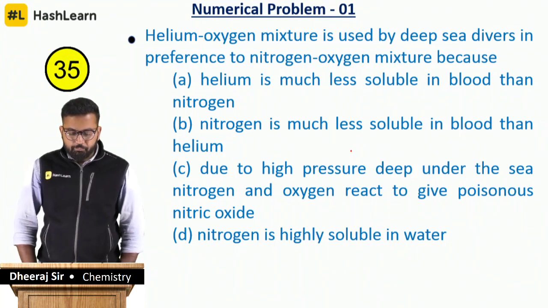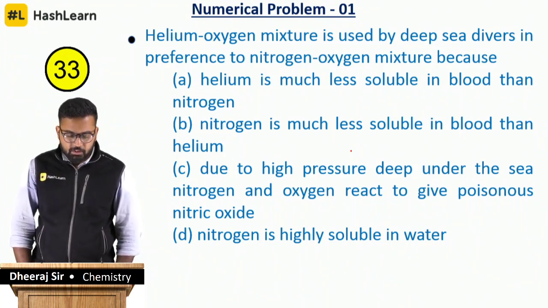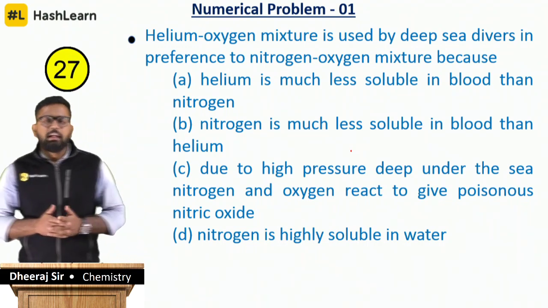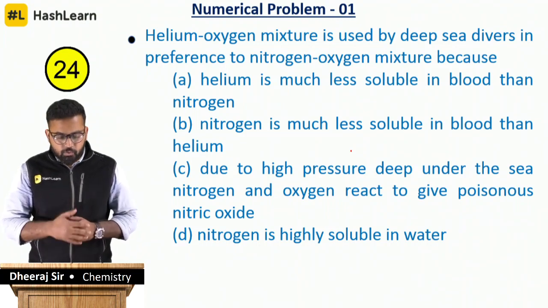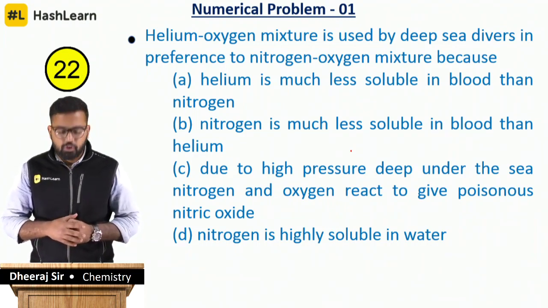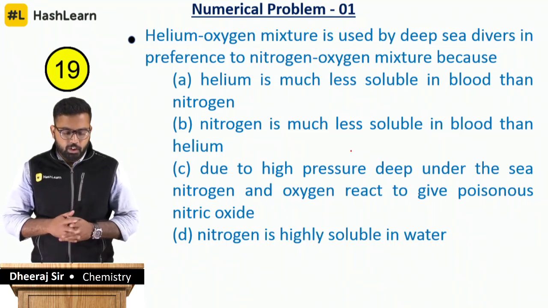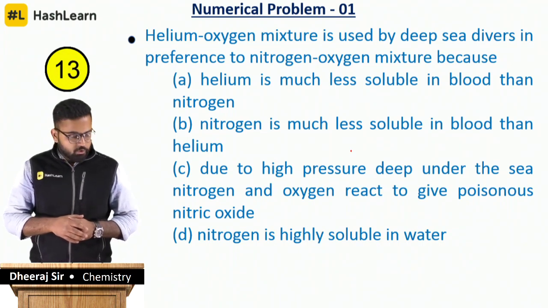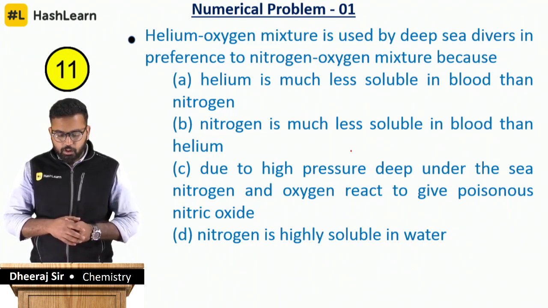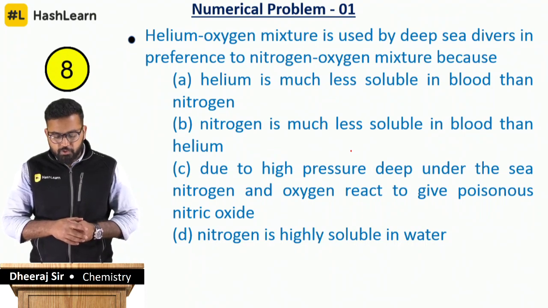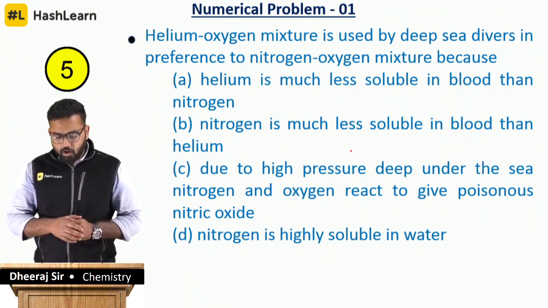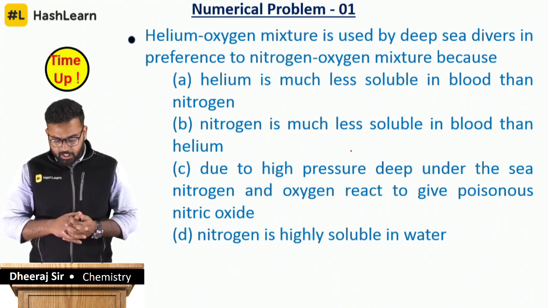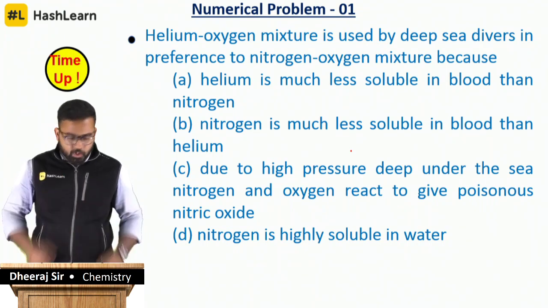Helium oxygen mixture is used by deep sea divers in preference to nitrogen oxygen mixture because. So we are asking you, if I use a nitrogen oxygen mixture, or if I use a helium oxygen mixture, what is it that I am going to benefit from? The options: helium is much more soluble in blood than nitrogen; nitrogen is much less soluble in blood than helium; due to high pressure deep under the sea, nitrogen and oxygen react to give poisonous nitric oxide; and nitrogen is highly soluble in water. Which one is it going to be?